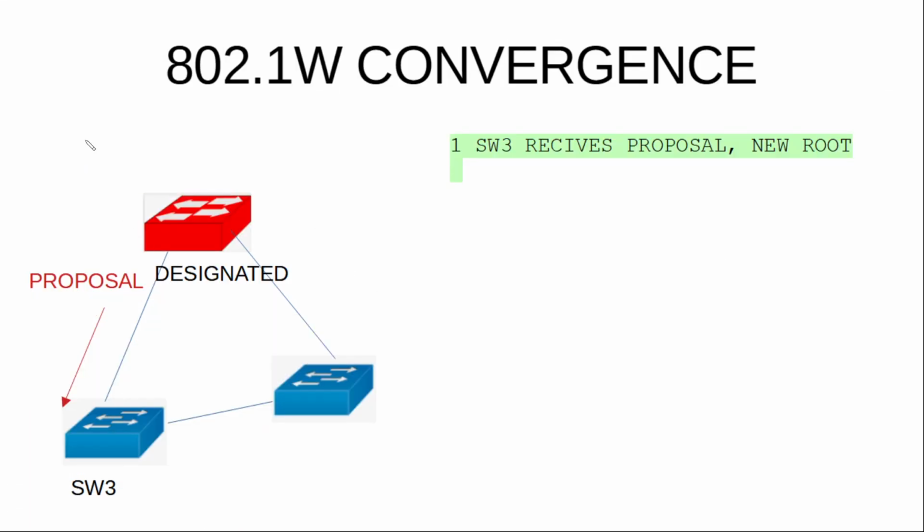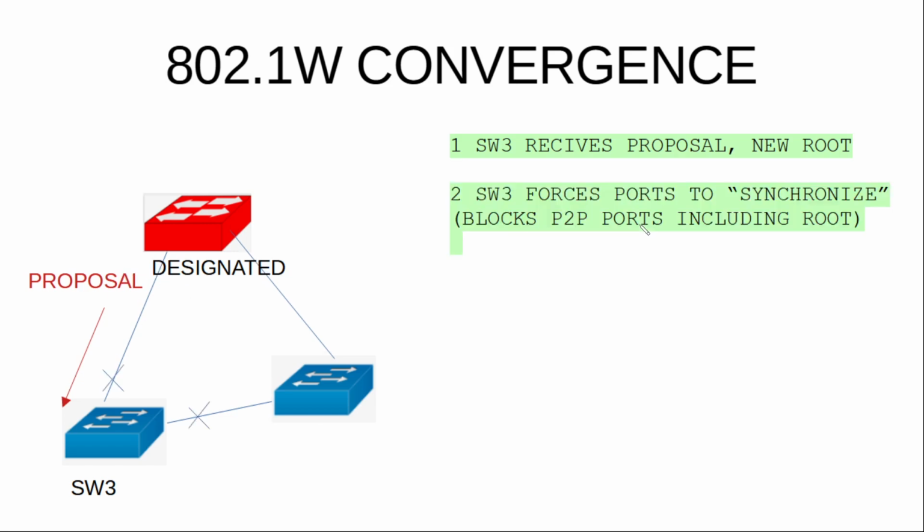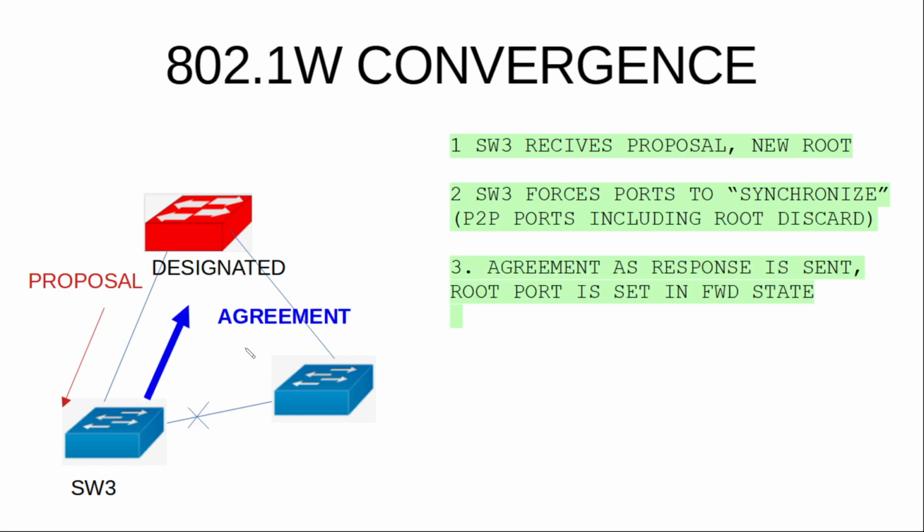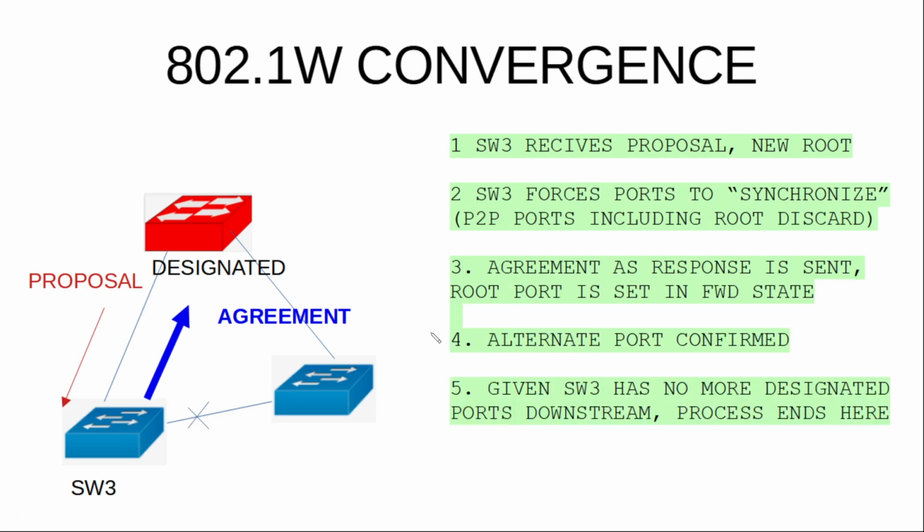Now, when this port normalizes, switch 3 will receive a proposal from the root bridge, and this means that these ports will be placed in discarding state for a moment. Then an agreement is sent back from switch 3 to the root, and then these ports are placed in forwarding mode. This port will remain discarding because it is the new alternate port.